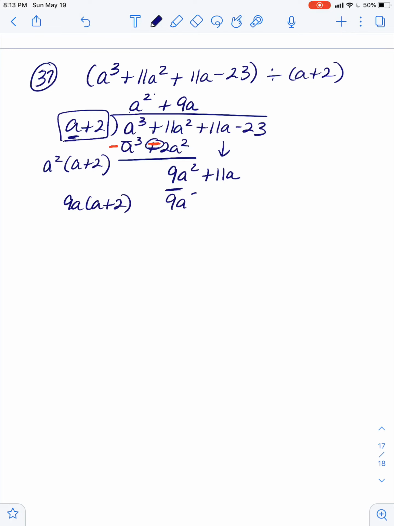So that's 9a squared. I almost wonder if I'm going to lose electricity. I don't know about you guys, but mine is surging and flashing here.